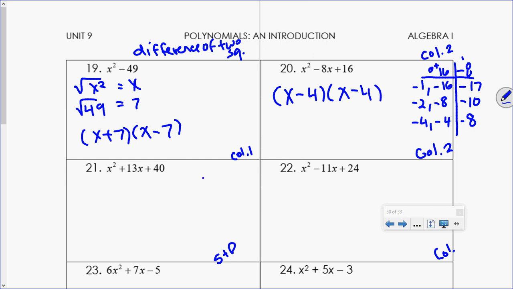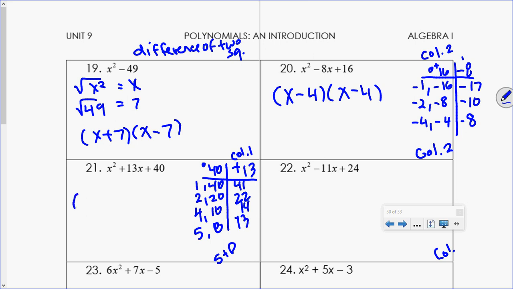21. Two numbers multiply to positive 40, add up to 13, and both of these are positive. So 1 and 40 gives me 41. 2 and 20 gives me 22. 3 doesn't work. 4 and 10 gives me 14. 5 and 8 give me 13. So I have the quantity of x plus 5 times x plus 8.